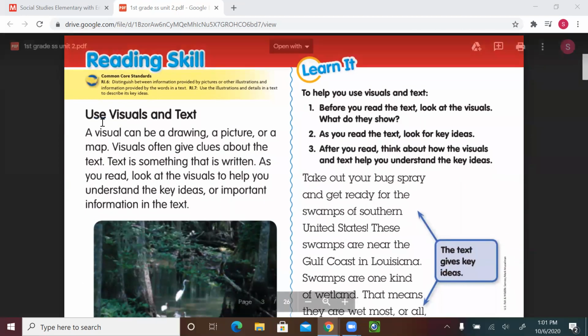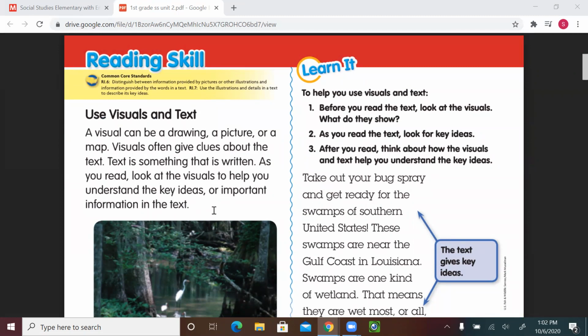Reading skills: use visuals and text. A visual can be a drawing, a picture, or a map. Visuals often give clues about the text. Text is something that is written. As you read, look at the visuals to help you understand the key ideas or important information in the text. So when we say visual, it means that you look at the pictures or the drawings, and they help you to understand the text.